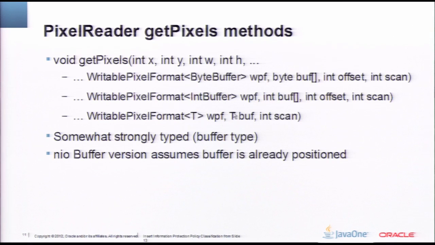And it can read from that corresponding buffer, or it can read from the corresponding Java primitive array type that corresponds to that buffer. So you can only use a pixel format of a byte buffer for the method that will get pixels into a Java primitive byte array, and you can only use a pixel format of int buffer for the method that gets the pixels into a Java primitive int array. And then, of course, the type has to agree for the third format that uses the generified T specifier.